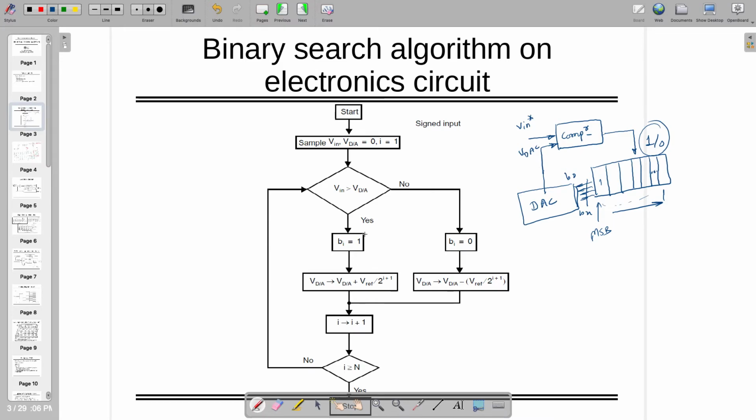So this is what this block diagram says. Sample V in and make the V D to A converter output 0. This is the first time, when we are starting the first iteration, right? For the first iteration we do this because V in has to be compared with something, so this has to be 0. If my capacitors are charged to some value, the output will be wrong.